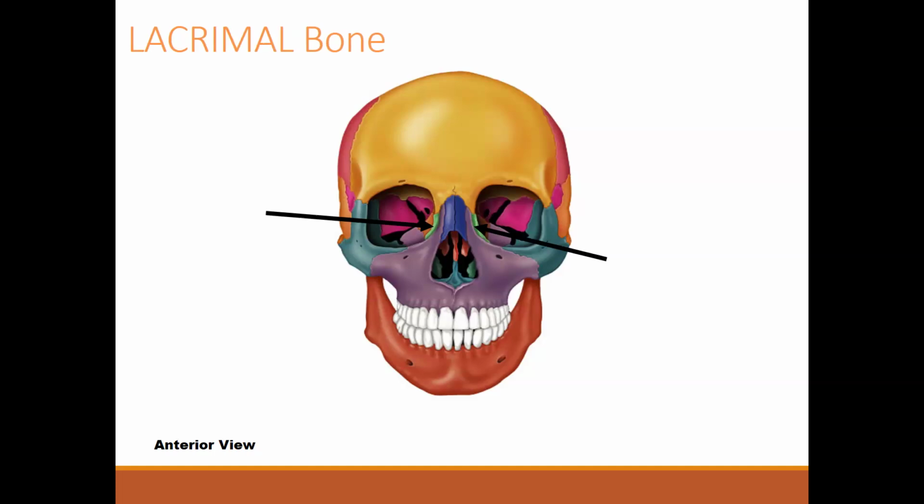So look on your skull for that tiny sliver of bone. It's going to be in front of the ethmoid, actually. It is very much a very tiny little rectangle, if you can find it. Just on the inside socket. Ethmoid's going to be behind it. This one's in front. This is the lacrimal bone.